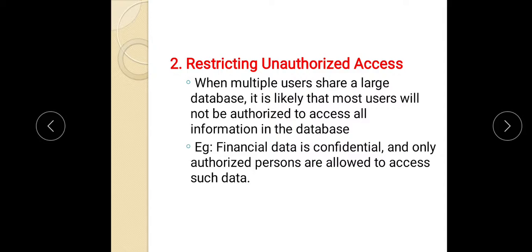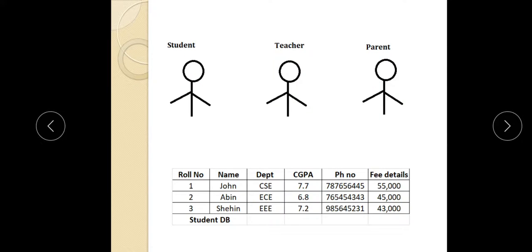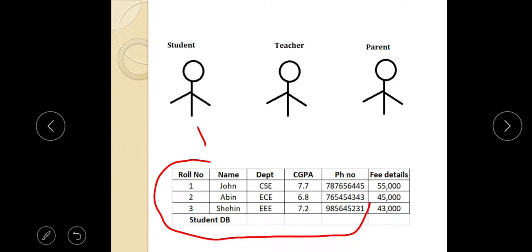Okay. So I have also given another example. Look here. We have three users: student, teacher, and parent. Now we have a database called student DB, which means student database. Here, the student need not access the phone numbers. So he can access the name, roll number, department, and his marks. Clear? The student can access only this much information.